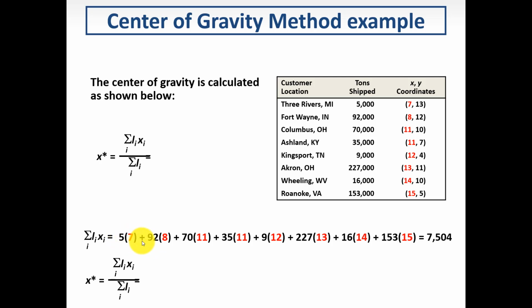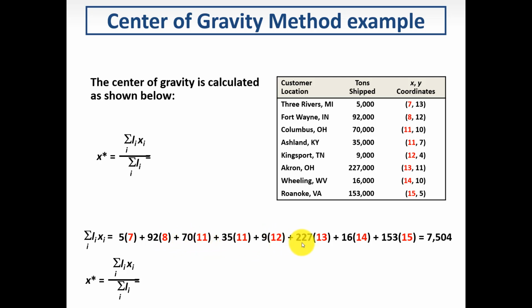5 times 7 plus 92 times 8, and so on, which are the numbers that you see here. And that's the reason why I highlighted with red, because 5 tons are shipped from coordinate 7. That's what you see here. In the same manner, 92 are shipped, or have to be shipped, from coordinate 8. That's what you see here. And the rest, the same.